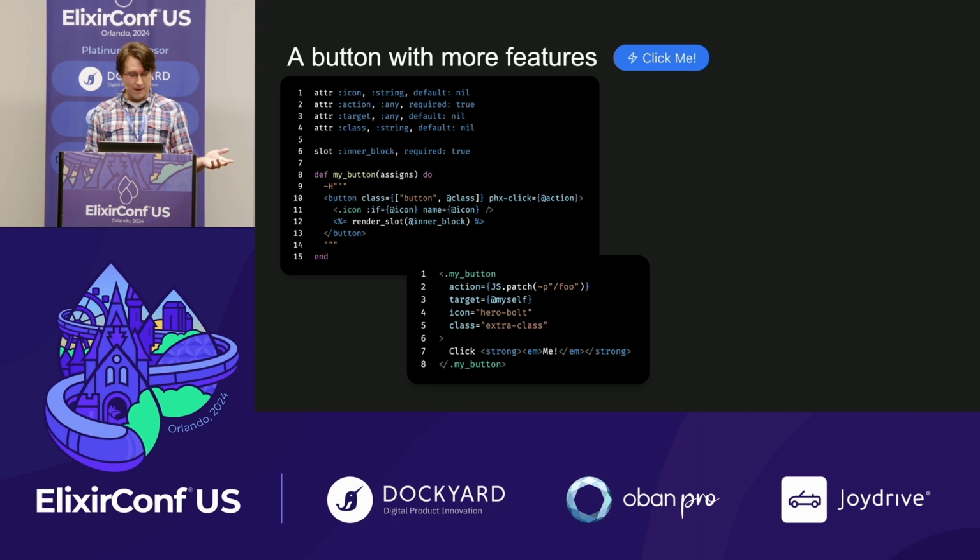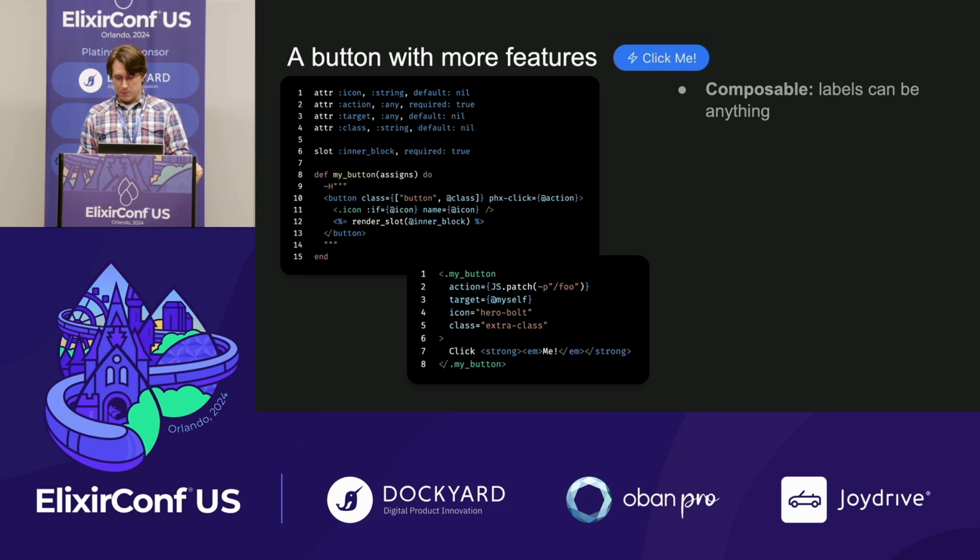Looks great, right? The action is now capable of being a JS command because I changed the action type from string to any. It supports the target, like I already said. It supports the icon that we're passing in and the extra classes. And on top of that, inside the inner content now, I was able to bold and emphasize the "me" in there. Sorry that the screenshot doesn't match. It was supposed to, but I was running Tailwind, and of course Tailwind removes the default styling for strong and EM tags.